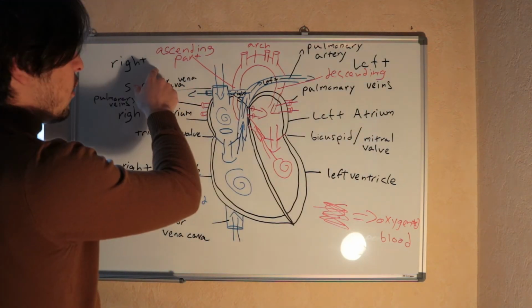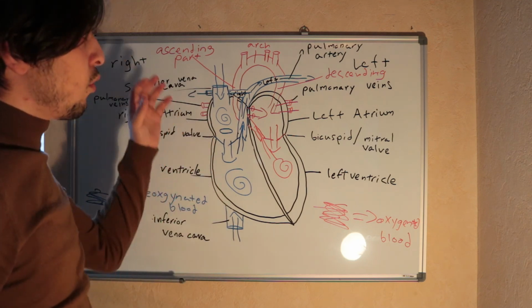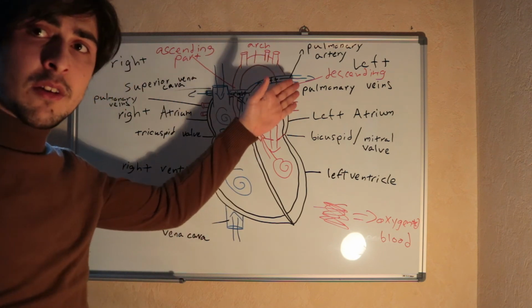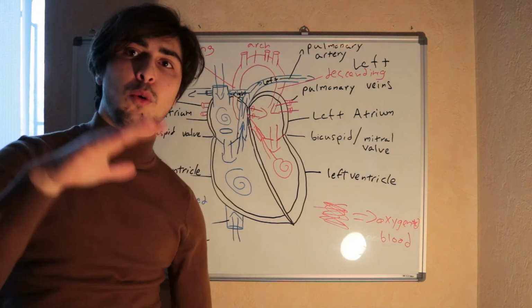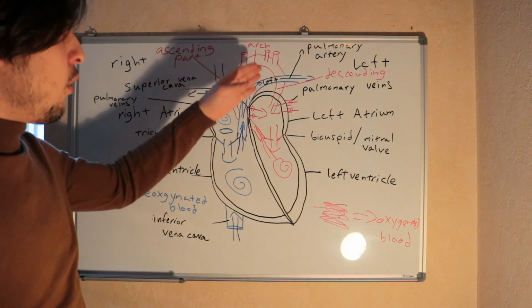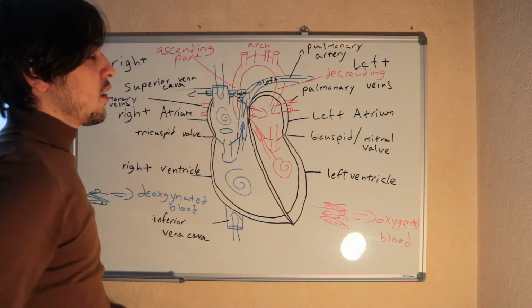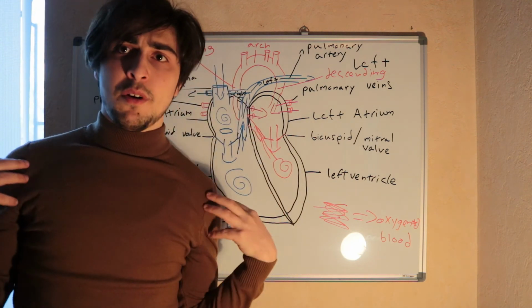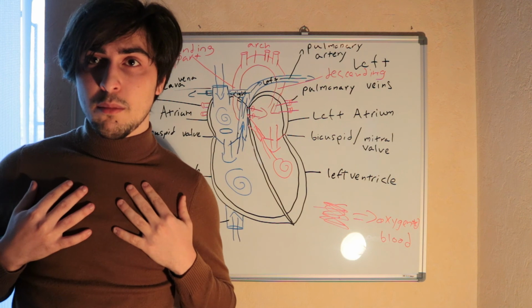So basically, the ascending part is gonna transfer blood all over the body by the arch of the aorta and the descending part. The descending part will transfer blood to the lower extremities and to the trunk. The arch of the aorta, these arteries, will transfer blood to the upper part, to the head, to the neck, to the upper limbs, and the thoracic part.